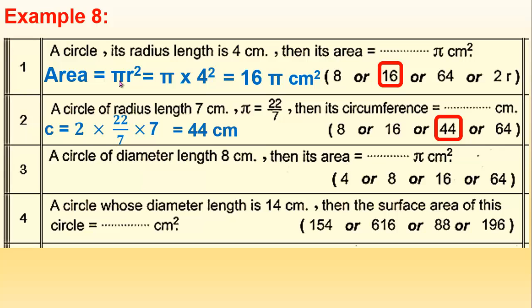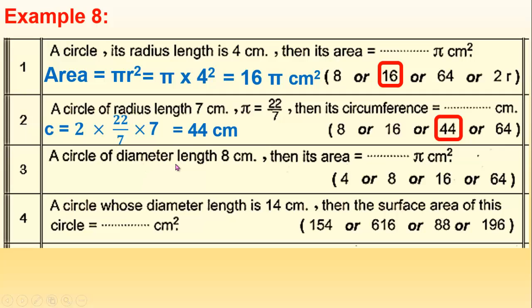A circle of a diameter length 8 centimeters. Then its area equals blank pi centimeters squared. Again, you want me to leave the pi as a symbol as it is. I will not put 22 over 7 or 3.14. I will leave it pi as it is.